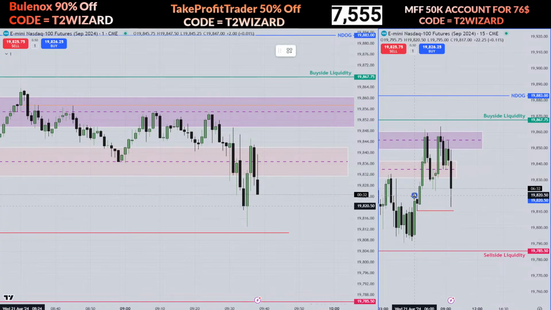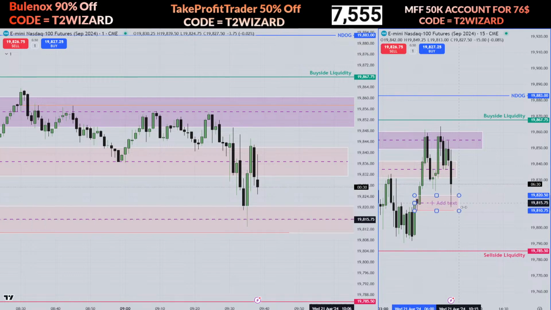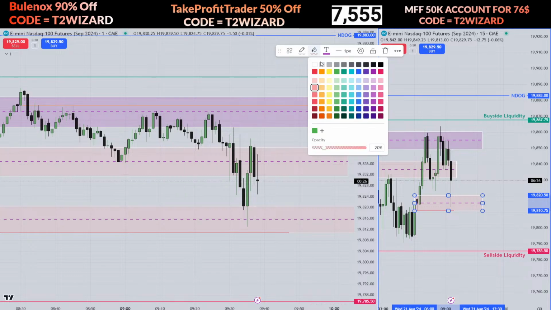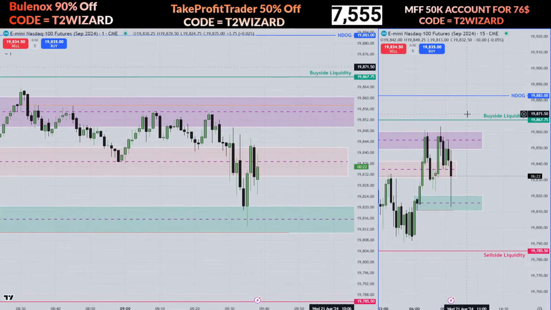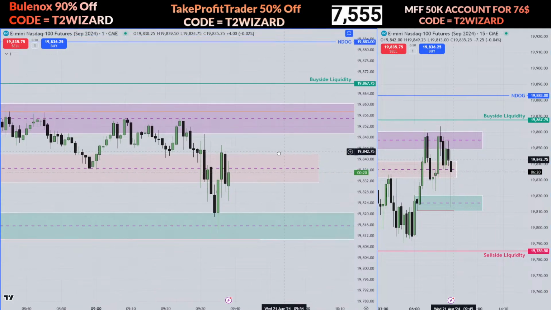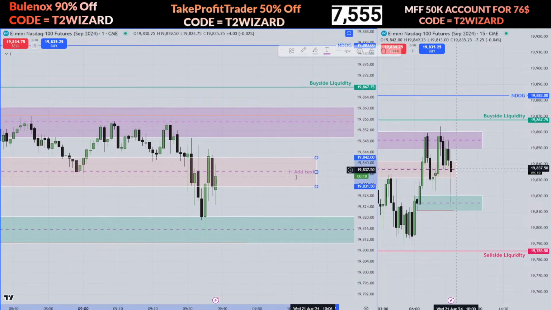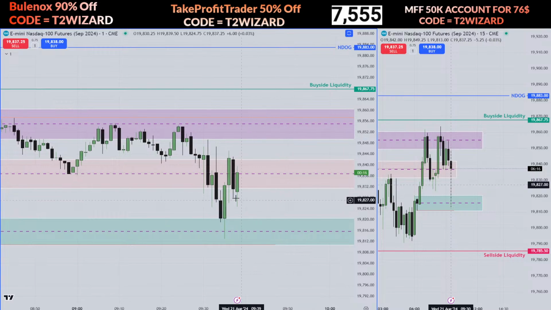I learned it from ICT's 2024 mentorship. It has traded that balanced price range. Okay, this balanced price range holds the price. Can it send the price higher? Can it use this opening gap as a support? That is my question right now. I'm not interested to push my button right now. I would love to wait.